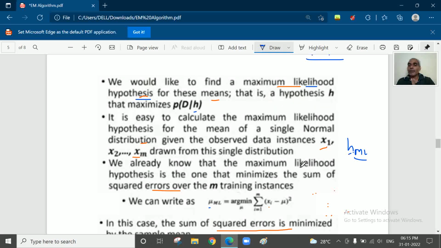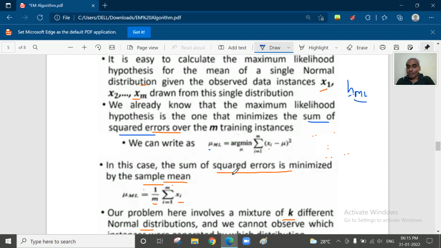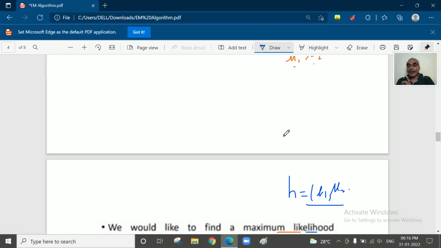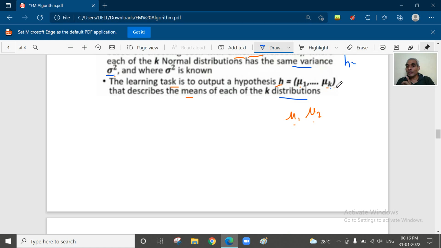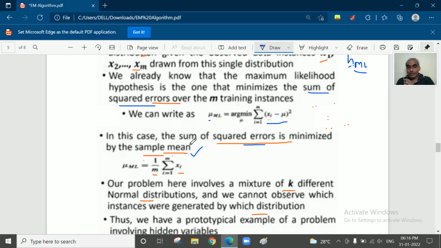So we already know that the maximum likelihood hypothesis is the one that minimizes the sum of squared errors over m training instances. In this case, this sum of squared errors is minimized by the sample mean, because we are going to consider the mean of each distribution, right? So it is the sample mean. What is your sample mean? It is nothing but 1 divided by m, summation for i equal to 1 to m of xi.